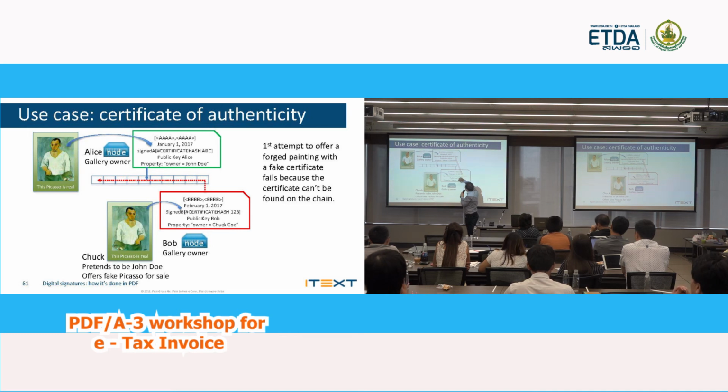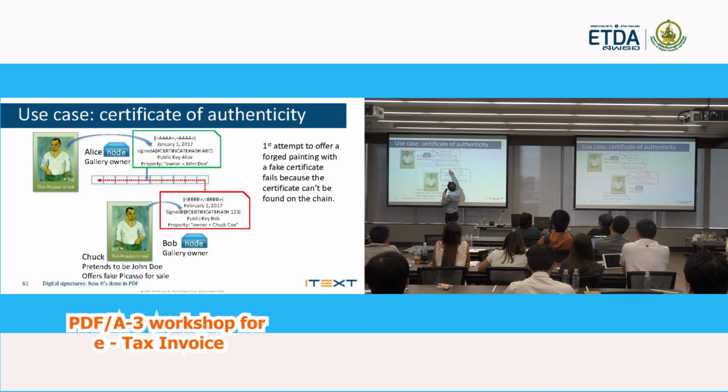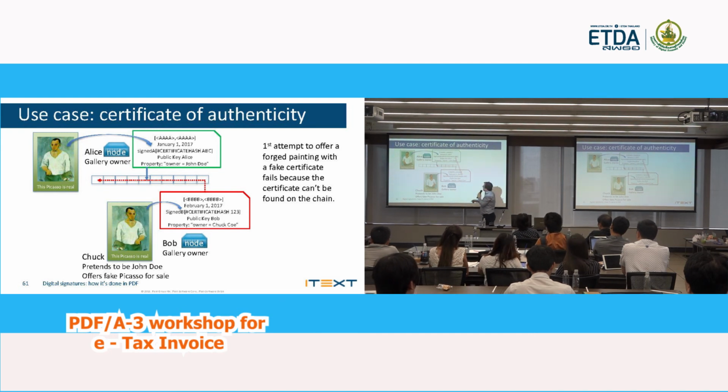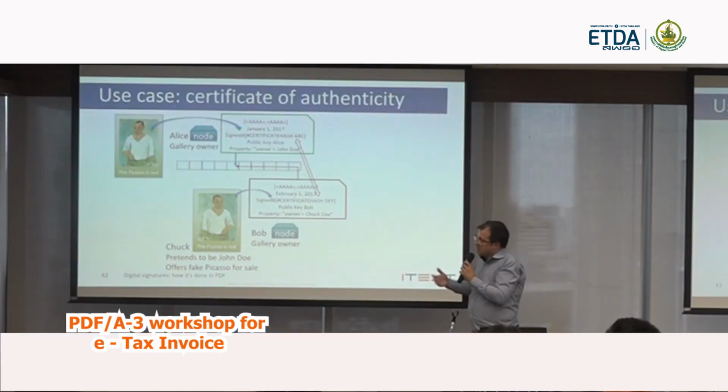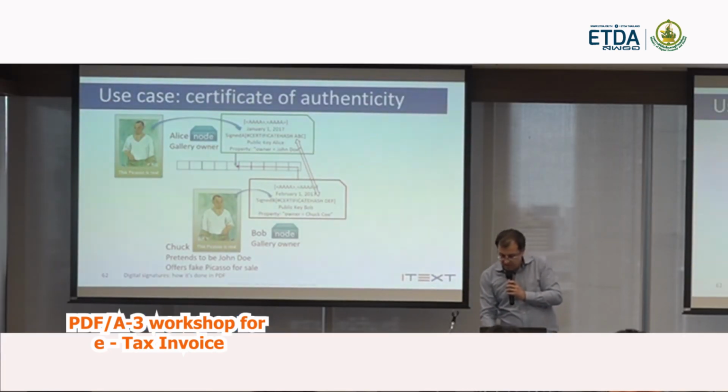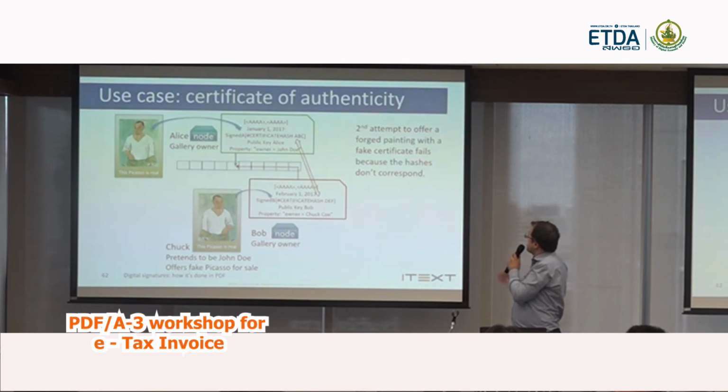But he has a document with the right ID, but he forged the certificate. So when Bob checks, he finds this document, but when he compares the hashes, he says, well, I think this is forged because I find this document registered on the blockchain, but there's a difference in the hashes, so it's fake. So the second attempt to offer a forged painting with a fake certificate fails because the hashes don't correspond.